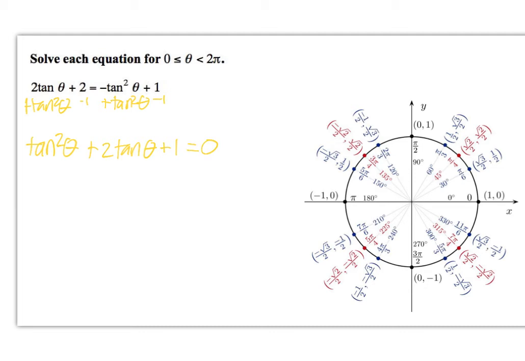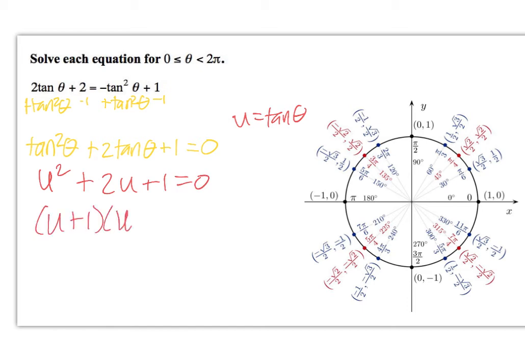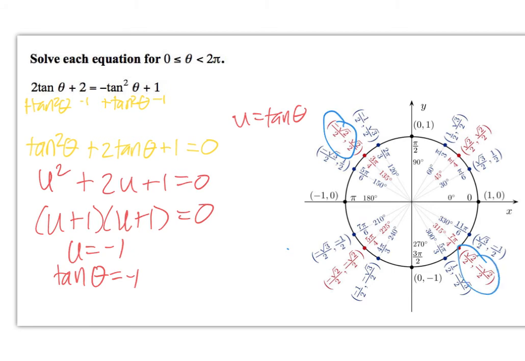I'm going to do the same thing I did before and just make u equal to tangent of theta. If you can see the factoring without this, you don't need that, but this is a really helpful strategy. So we've got u squared plus 2u plus 1 is equal to 0. That factors into u plus 1 times u plus 1. That gives me u equals negative 1. So you've got tangent of theta is equal to negative 1. Both parentheses in this case are the same. And that's going to happen when we have opposite but equal values. And those are at 3 pi over 4 and at 7 pi over 4.